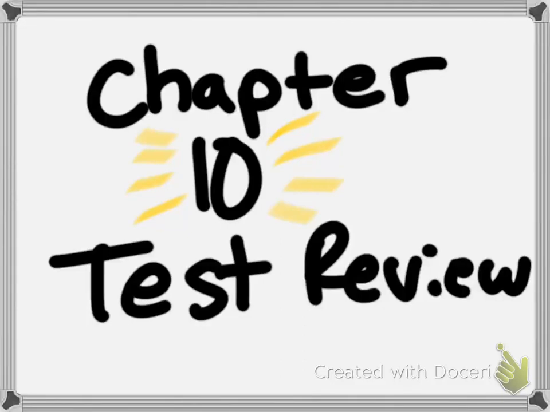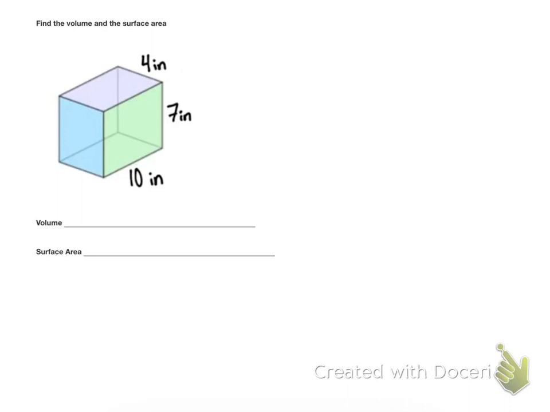So today we're going over the Chapter 10 test we took and reviewing for the quiz. The first thing we have is volume and surface area. So Daniel, what is the formula for volume? Base times height. Base times height, exactly.